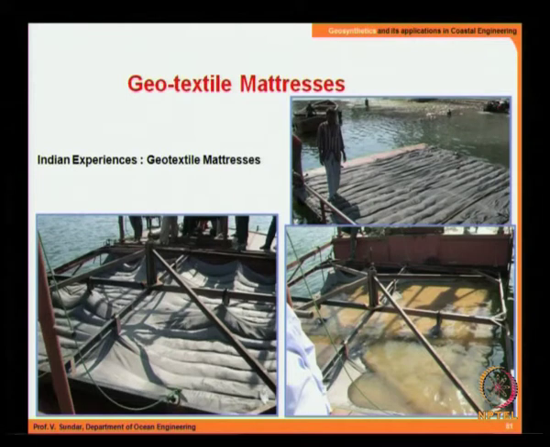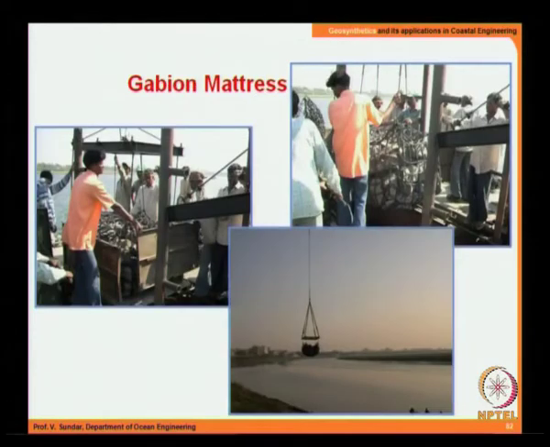Close to the same location, you have the installation of geomatrices. This is particularly useful in the case of leveling and also making sure that the soil is retained from erosion. Again, this is how the geomatrix is being laid there at the bottom, and on the top you have a lifting of gabion.